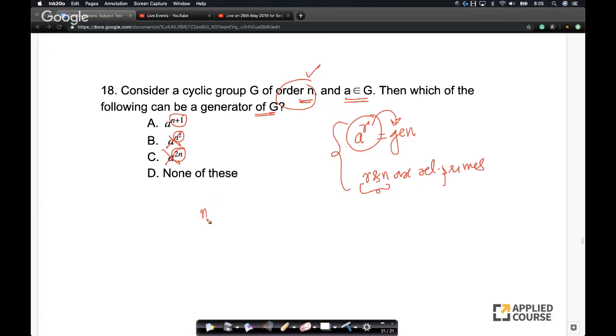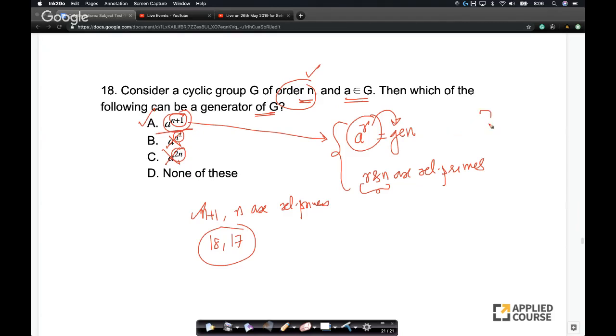But n plus 1, it is possible that n plus 1 and n are relatively prime. That's possible, right? For example, 18 and 17 are relatively prime. So A power n minus 1 could be a generator. So the best option amongst these 4 options is A.